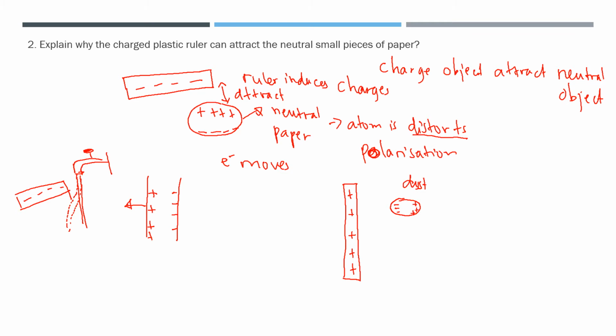So what is the effect? The effect is that the dust will very easily be attracted. That's why there is a lot of dust on your computer screen or on your televisions, right? Any screen, most of them produce a positive charge.